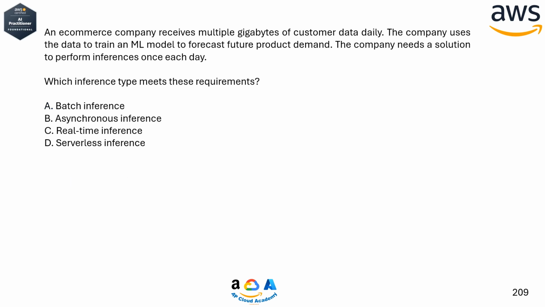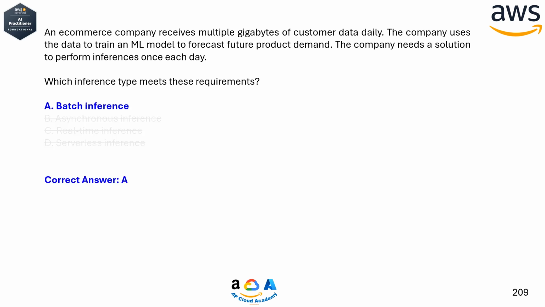An e-commerce company receives multiple gigabytes of customer data daily. The company uses the data to train an ML model to forecast future product demand. The company needs a solution to perform inferences once each day. Which inference type meets these requirements? A. Batch inference. B. Asynchronous inference. C. Real-time inference. D. Serverless inference. Correct answer, A. Batch inference.